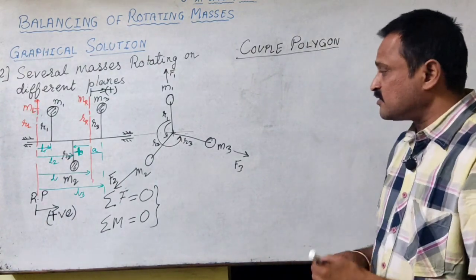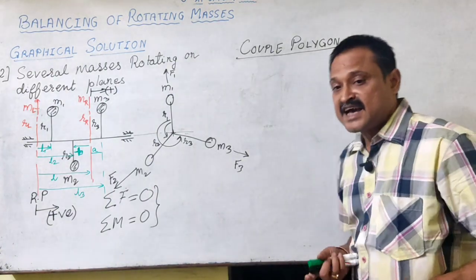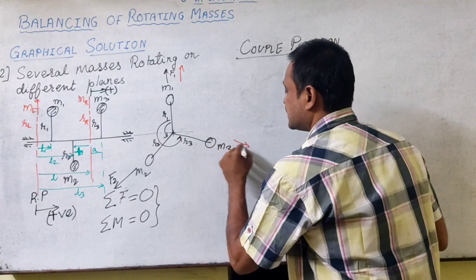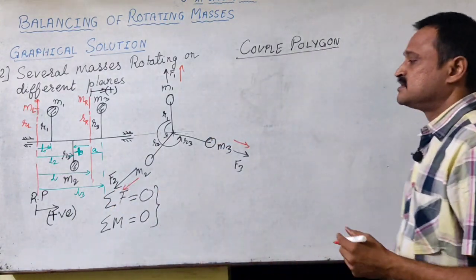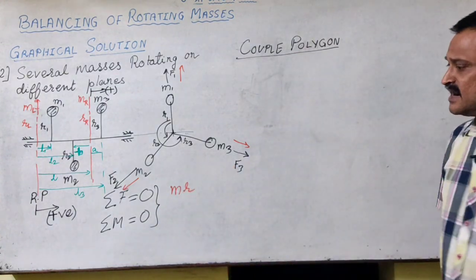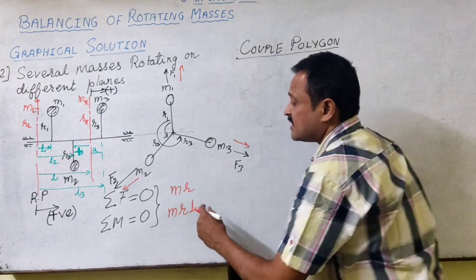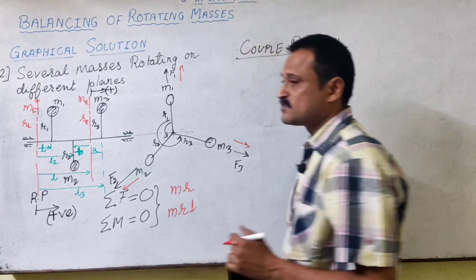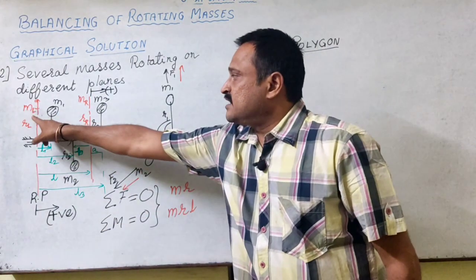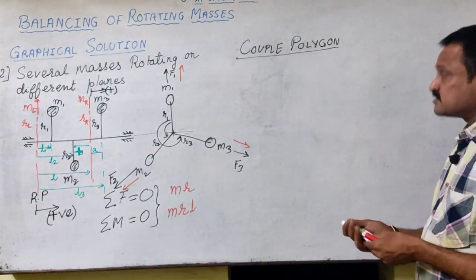That means when we are drawing the couple vectors, we will consider the direction of the couple vectors to be the same as the direction of the force vectors. So what is the force? Force I can write as M into R, and the couple will be M into R into L. L is the distance of the plane of rotation from the reference plane where the balancing mass is placed. So now I can go for the couple polygon.